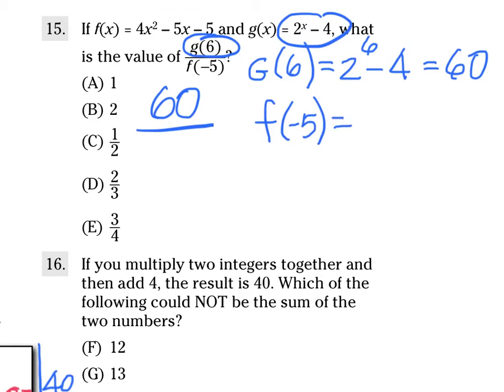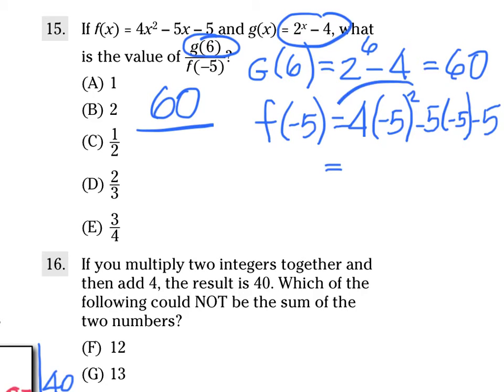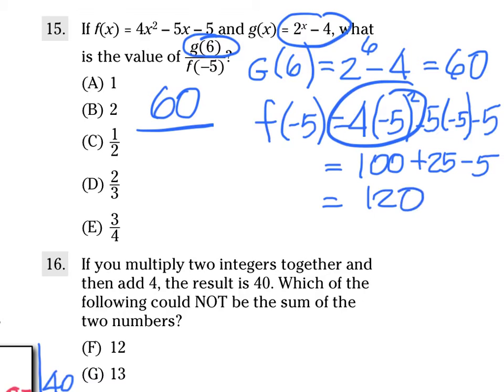F of negative 5. If you plug that in, that's going to be 4 times negative 5 squared minus 5 times negative 5, and then minus 5. So this would give you 100, then plus 25 minus 5. So that's 120. Should be a half.